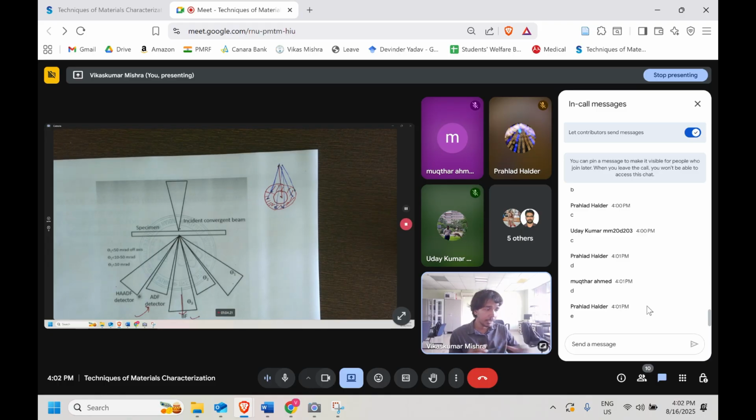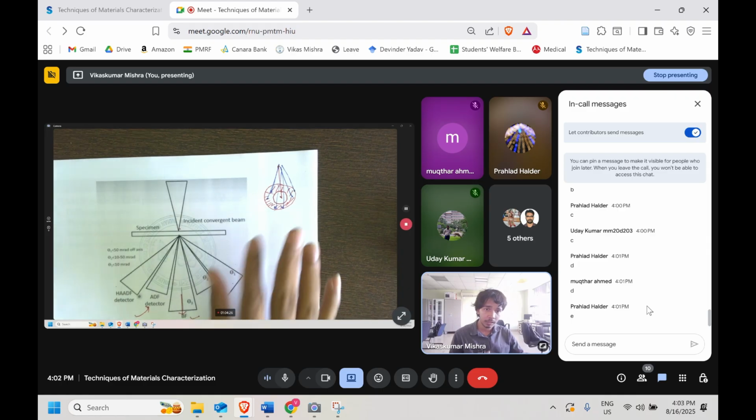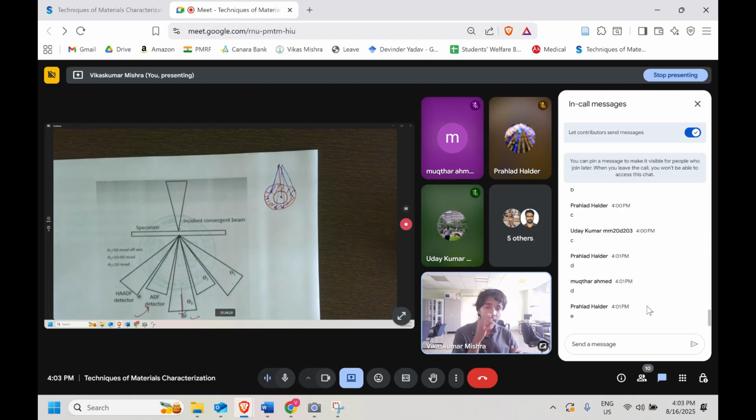So it will capture the image. It will capture the information only from a certain particular angle range, solid angle range. Okay.